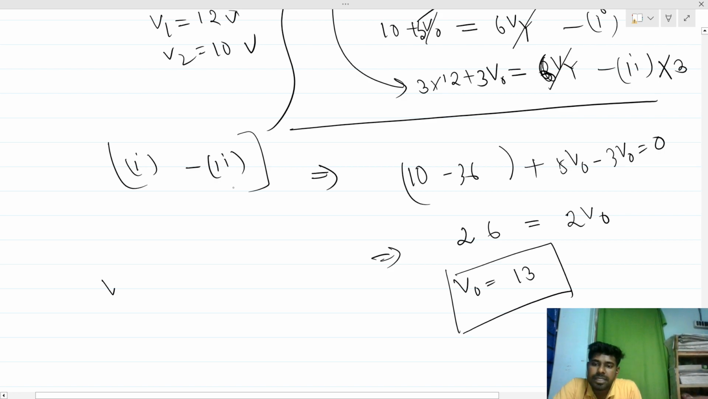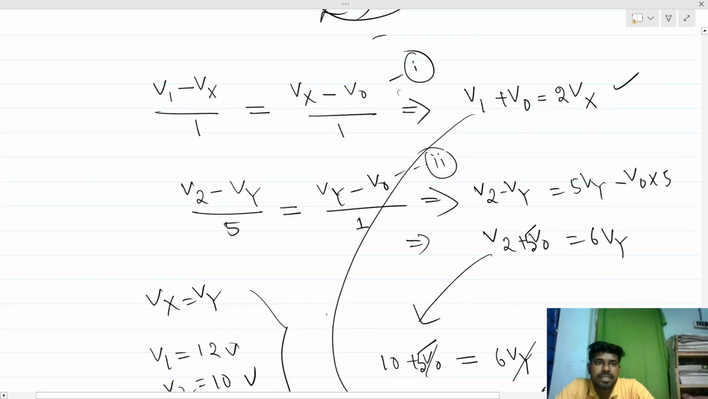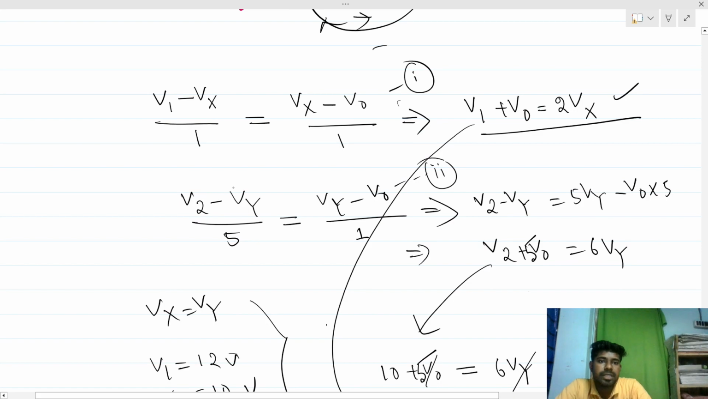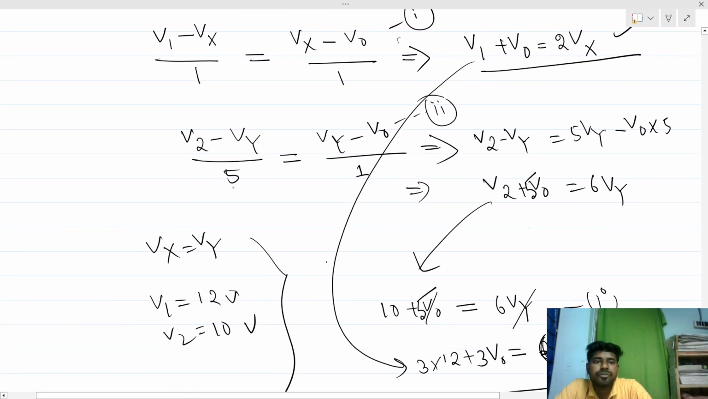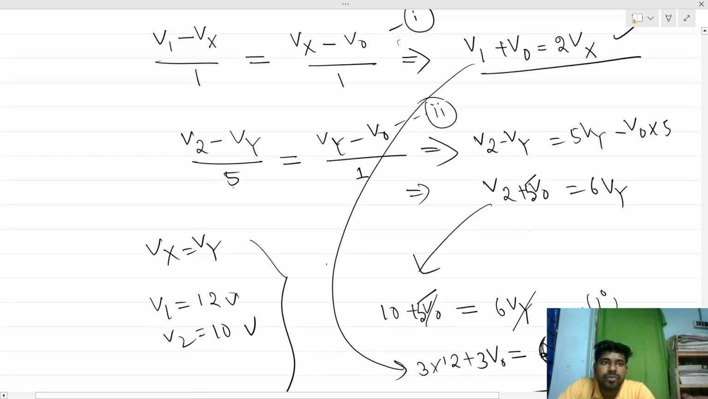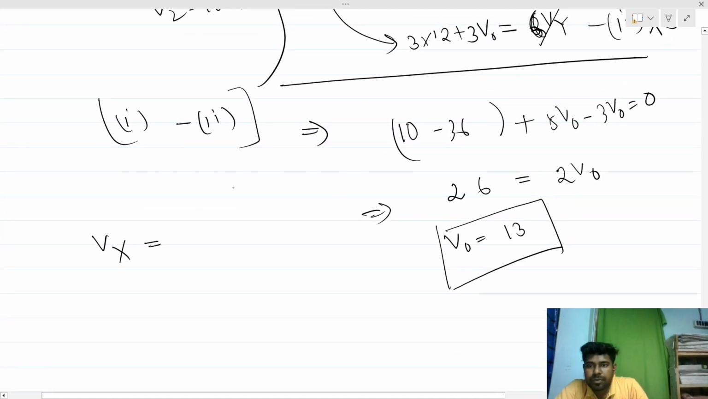Now what will be the Vx? Let's put this equation. Vx is nothing but V1 plus V out by 2, right? So Vx is V1 plus V out by 2.